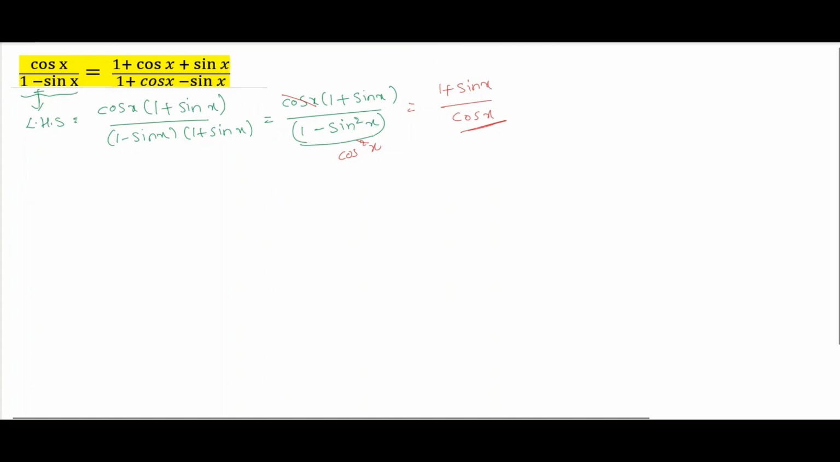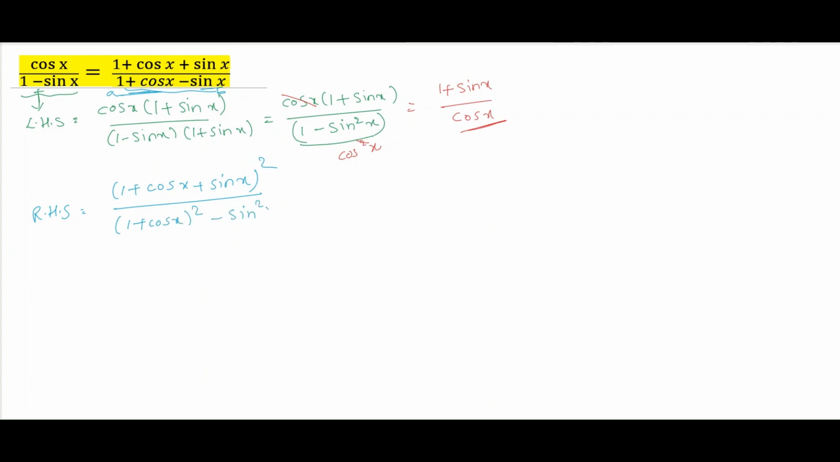Now we'll simplify the right hand side. Right hand side also we'll try to rationalize. On checking the denominator, we can rationalize with 1 plus cos x plus sin x. When we do that, the right hand side will become, we are multiplying with 1 plus cos x plus sin x, both numerator and denominator. So this will become whole square upon, this is like a, 1 plus cos x, and sin x is like b, again a square minus b square, that is 1 plus cos x whole square, a square minus b square, that is sin square x.